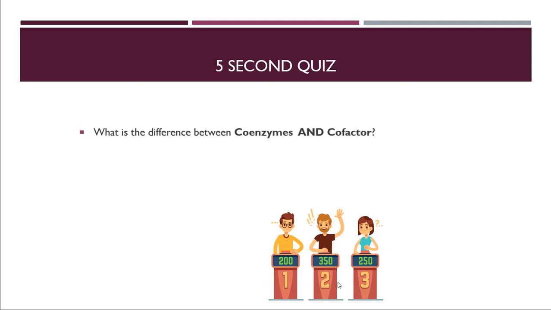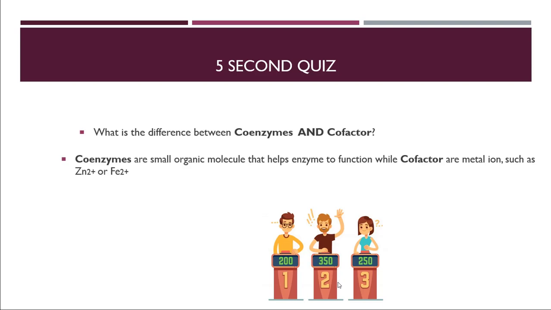Next, what is the difference between coenzyme and cofactor? 5, 4, 3, 2, 1. Coenzymes are small organic molecules that help the enzyme to function, while cofactors are metal ions such as zinc and ferrous.